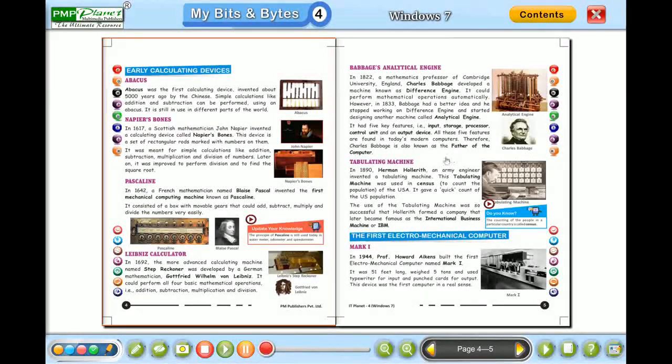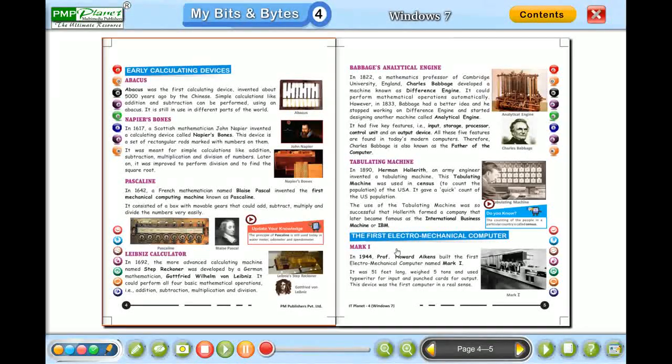Next is tabulating machine. In 1890, Herman Hollerith, an army engineer, invented a tabulating machine. This tabulating machine was used in census to count the population of USA. It gave a quick count of US population. The use of tabulating machine was so successful that Hollerith formed a company that later became famous as International Business Machines, or IBM.